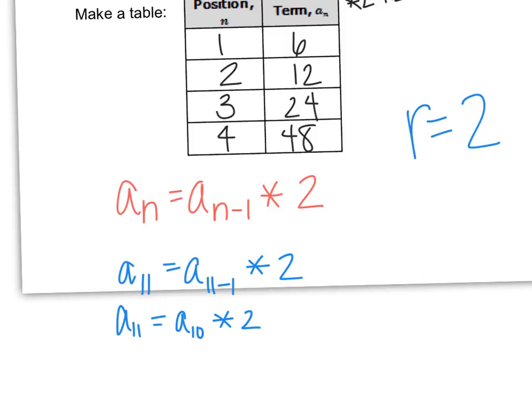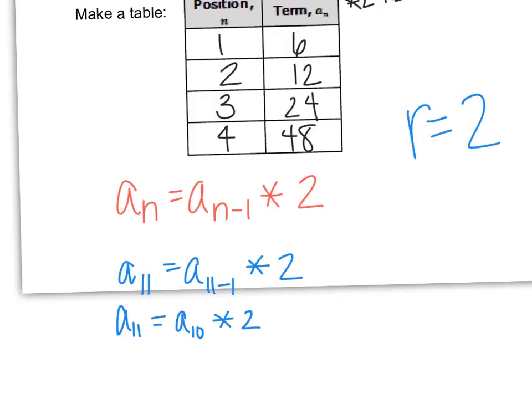Well, do I know the 10th term here? No. So I'd have to go back and find the 9th, the 8th, the 7th. This is called a recursive formula, and this is just telling you that to find a number in the pattern, you multiply the one right before it by 2. That's all this is telling you.